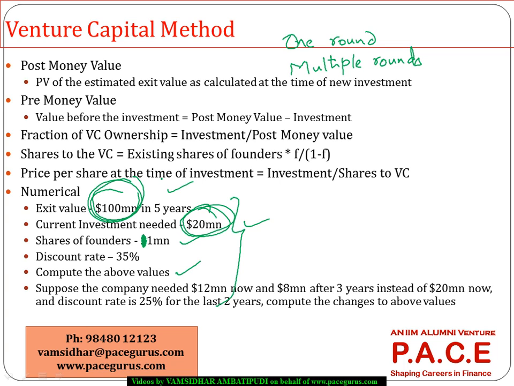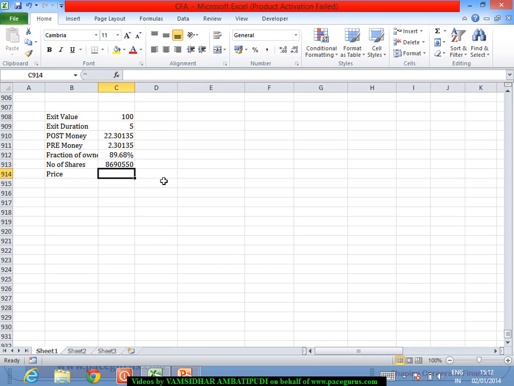is working out to the total investment by total number of shares. So the total investment is 20 million divided by the total number of shares, which is working out to almost 2.30135. That is the total price per share as a part of this particular process.